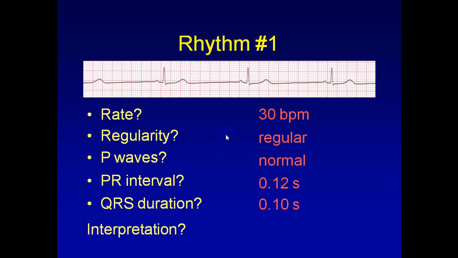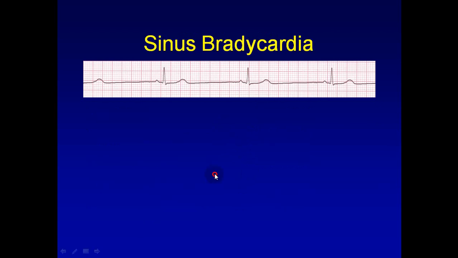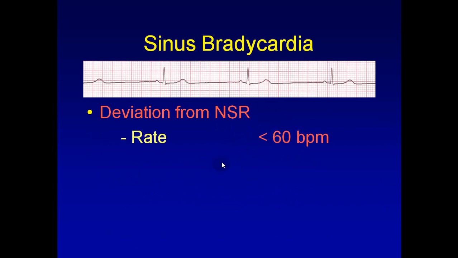And so interpretation, this is a sinus, but the problem, we know the sinus is between 60 to 100, and this is a 30. So it's sinus, but too slow, so it's called sinus bradycardia. This is a sinus, but bradycardia. It is a deviation from normal sinus rhythm.